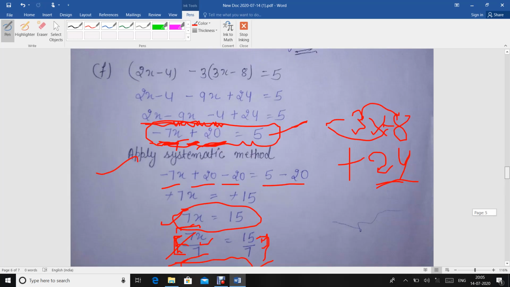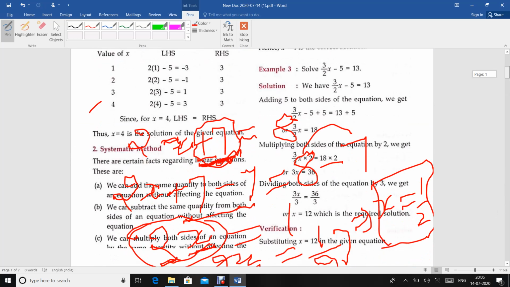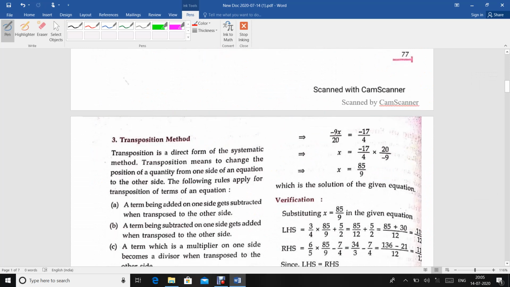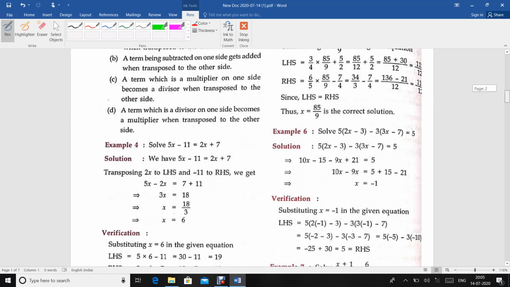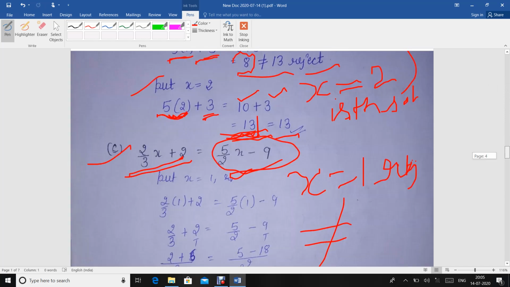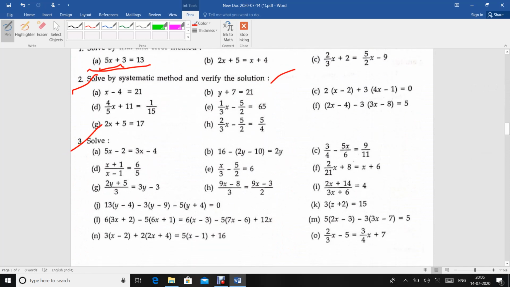Let us move towards the next topic, which is the transposition method. Transposition method, as is clear from the name, transposition means transfer. Let us understand this with the help of a question from your book exercise. See here, question number 3. Solve this equation. You have all these values.